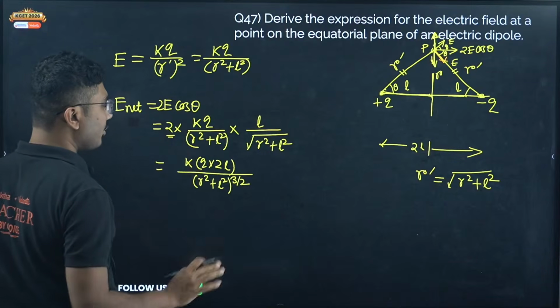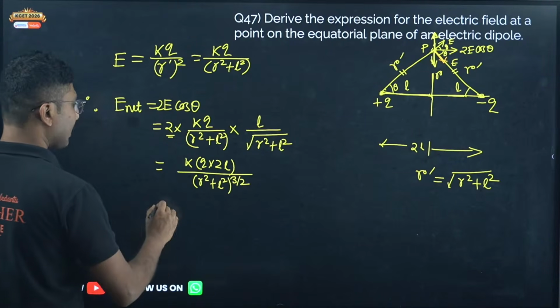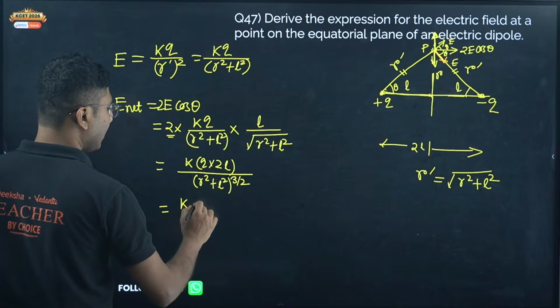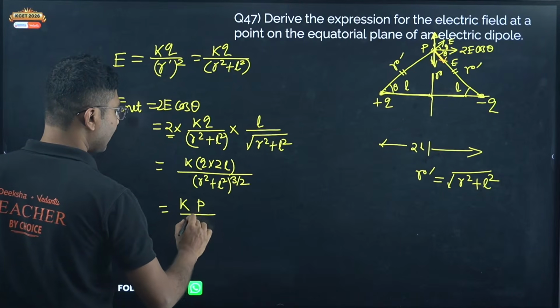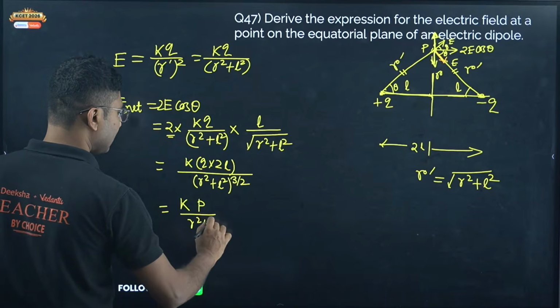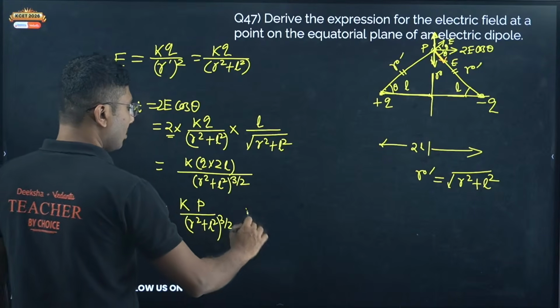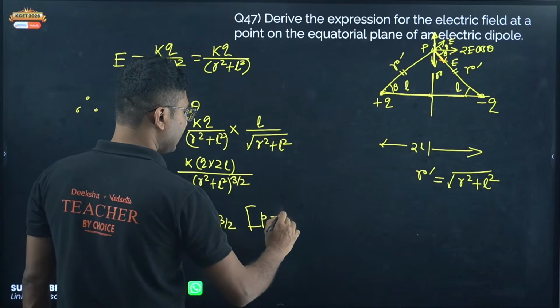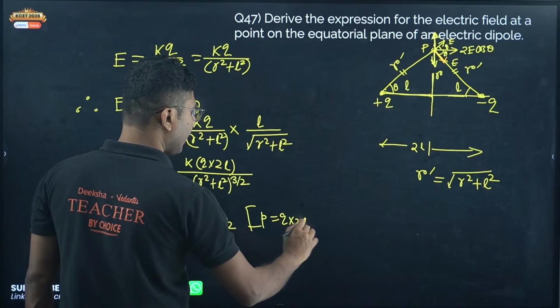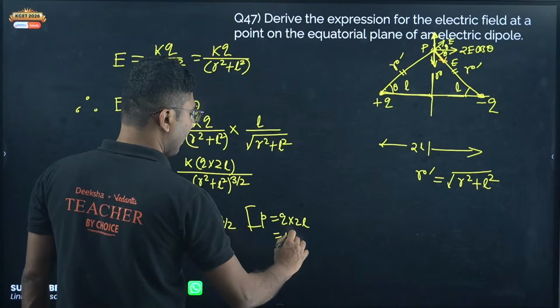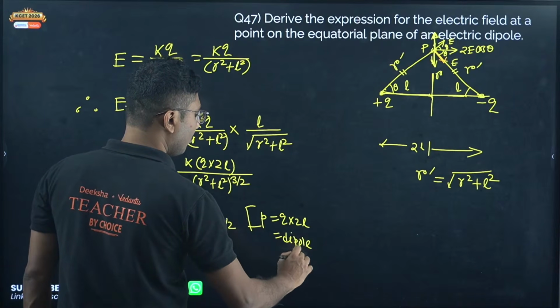Now what you have to do is simplify. First of all, what simplification do you have to do? K into P divided by r square plus l square to the power of 3 by 2. What is this P? P is Q into 2L, called the dipole moment.